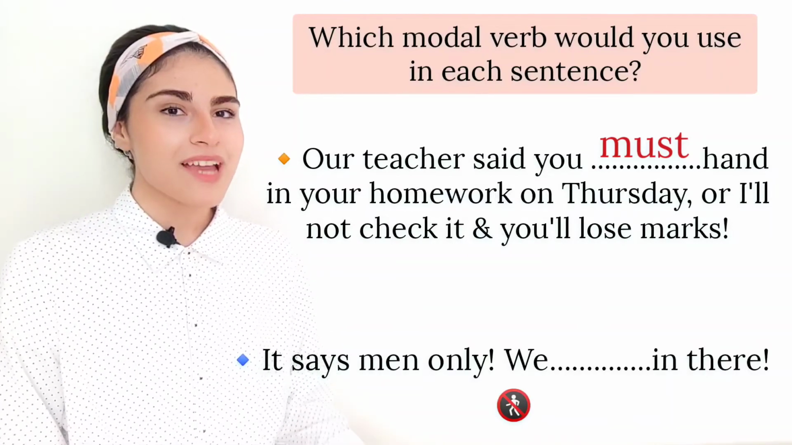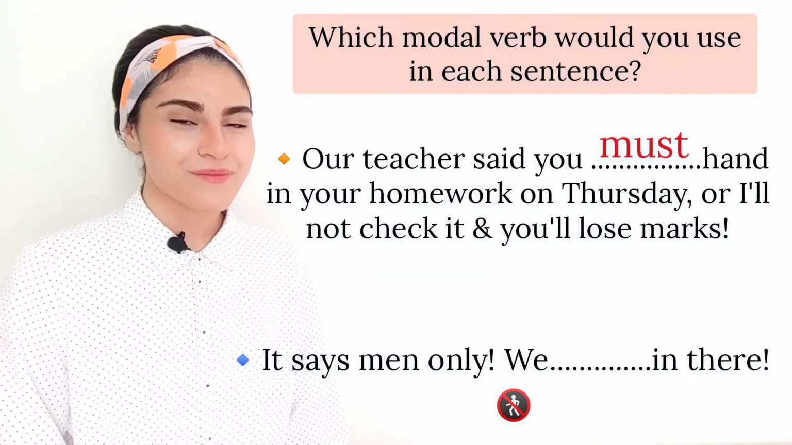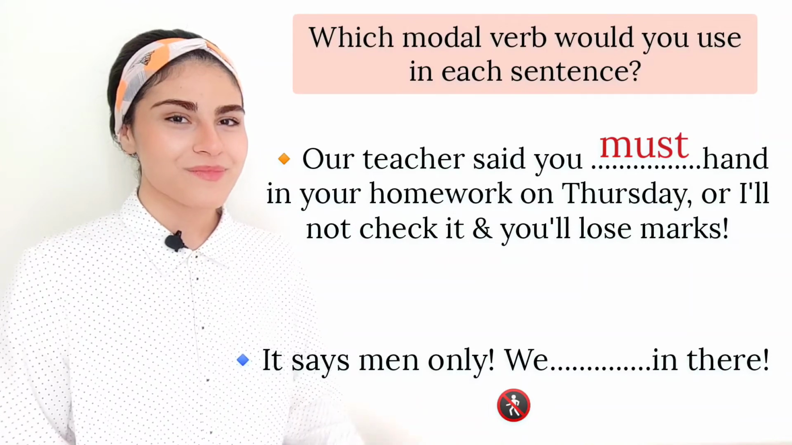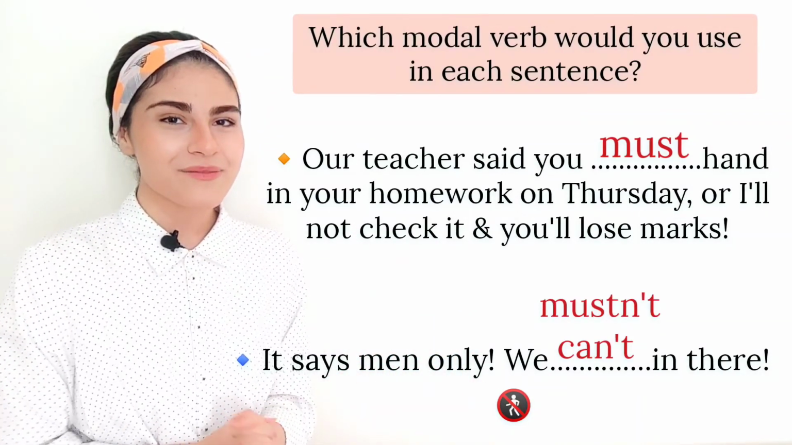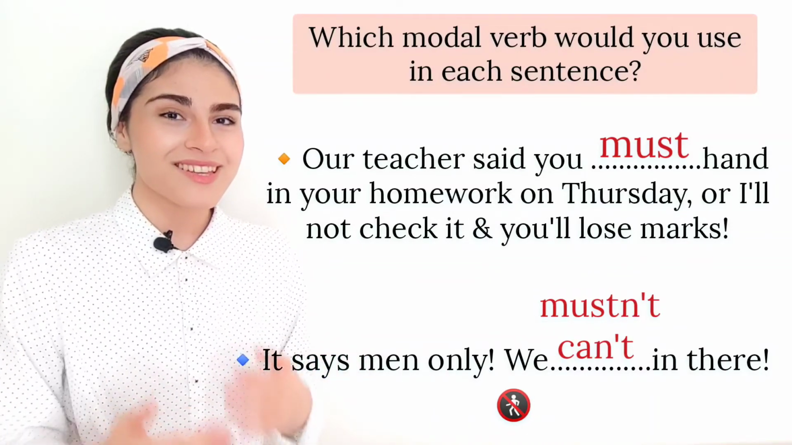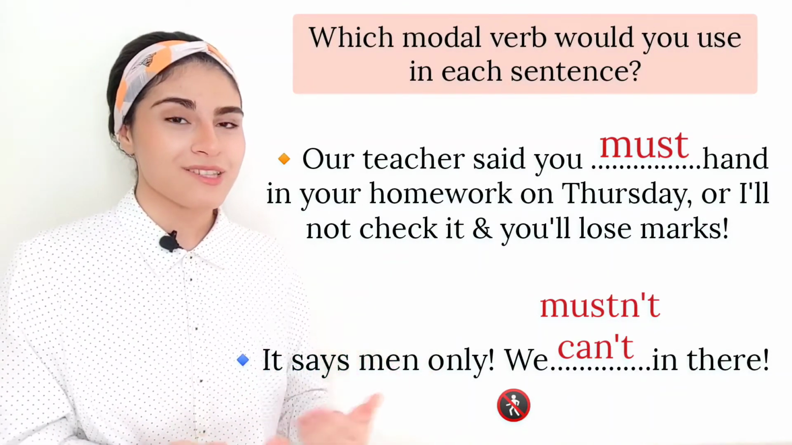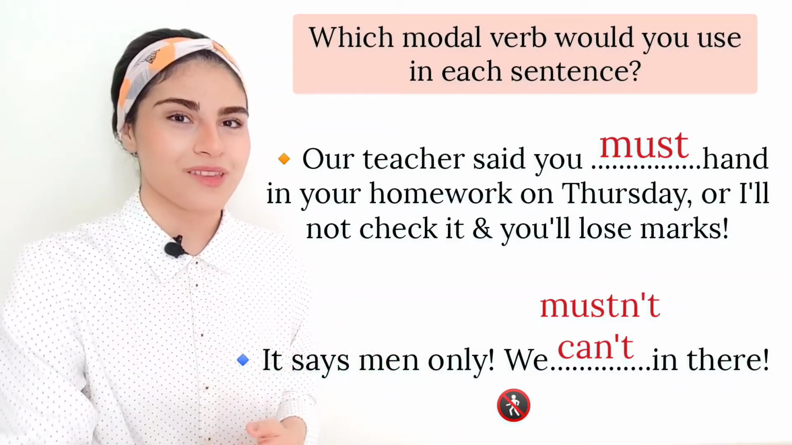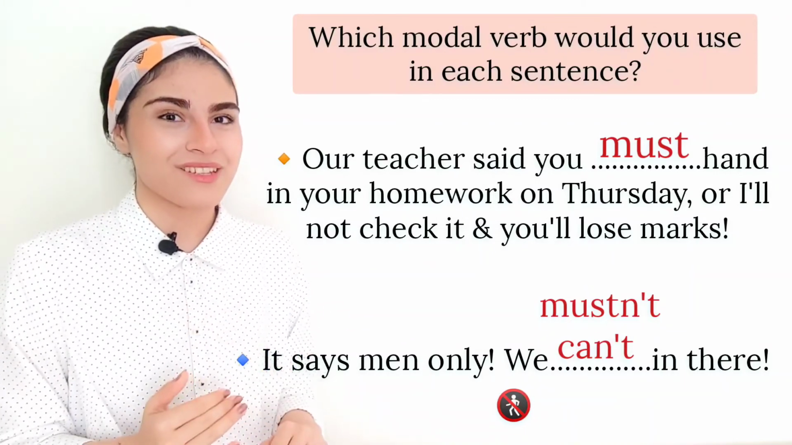It says men only. We can't go in there. That's right. Mustn't or can't. So we can't go in there. We mustn't go in there because it's against the rules. It says men only. So it's against the rules if we go there. It's prohibited, it's restricted, it's forbidden.